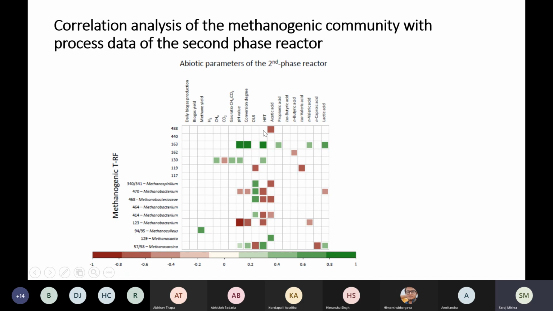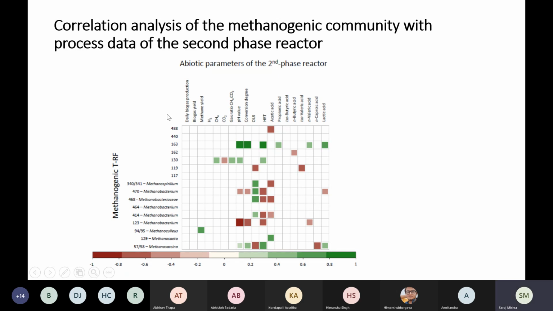But if you look at acetic acid, it comes in the pink, in this color, light maroon, where the correlation is actually -0.6. So that means every time the acetic acid concentration goes up, the presence of 488 microorganism goes down. So there is a negative correlation between acetic acid and the presence of 488 microorganism. Okay, ma'am. Is that clear?